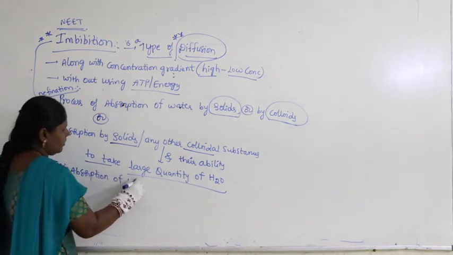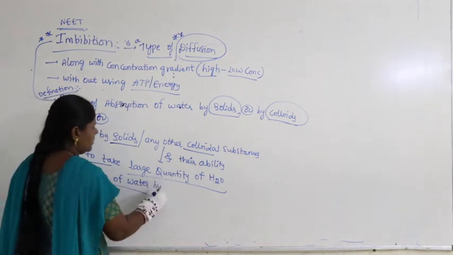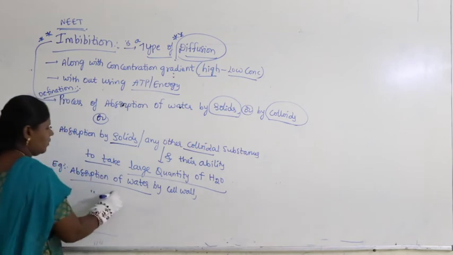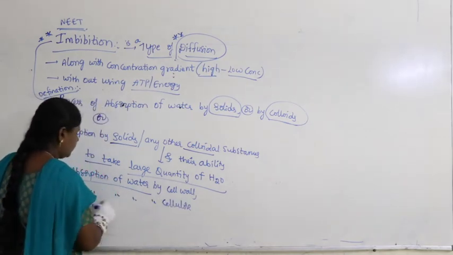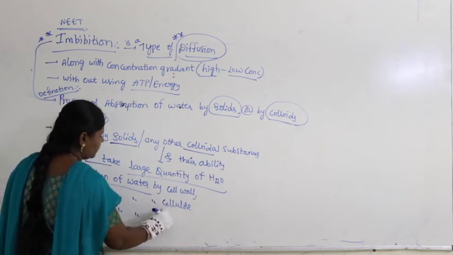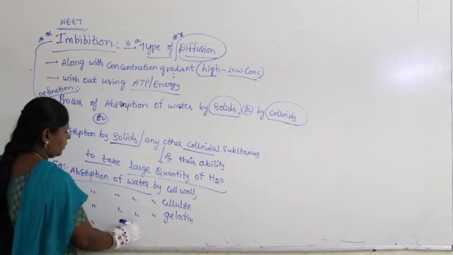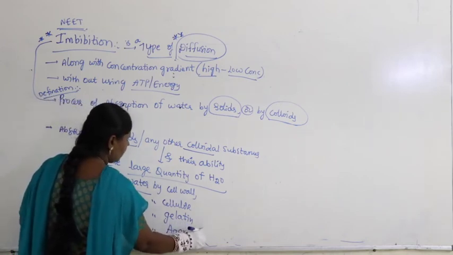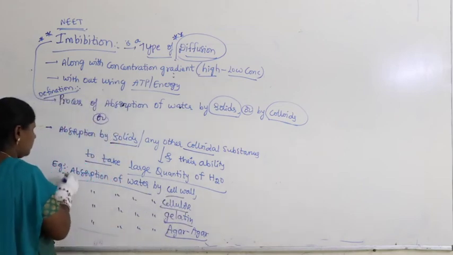Absorption of water by cell wall, and absorption of water by cellulose, absorption of water by gelatin, and absorption of water by agar. Okay, so what does this include?